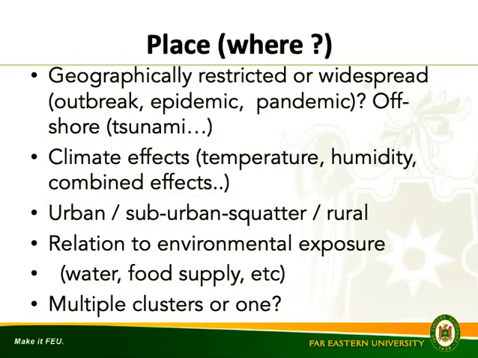Okay? Now, another essential characteristic of the basic triad of descriptive epidemiology is place, which answers the question where. So, describing the occurrence of disease by place provides insight into the geographic extent of the problem and also its geographic variation. So, is it geographically restricted or widespread? Is it an outbreak, epidemic, or pandemic? Is it offshore, like in the case of a tsunami?